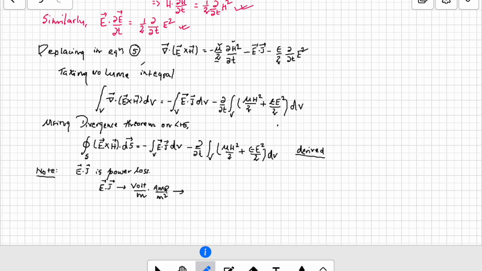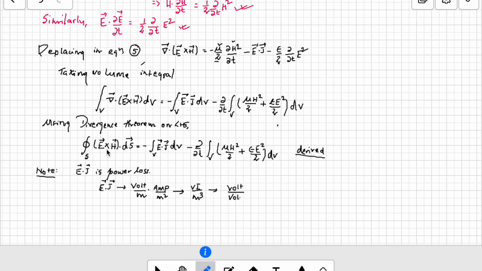And what is V into I? Voltage into current, volt ampere, divided by meter into meter square, so this is meter cubed. This is nothing but the unit of power divided by meter cubed. Meter cubed is nothing but volume, so that is power per unit volume.